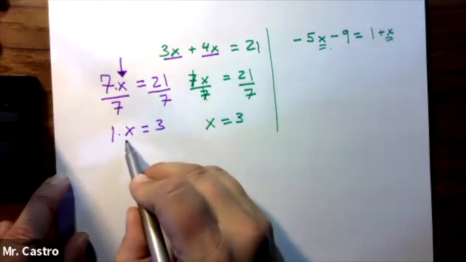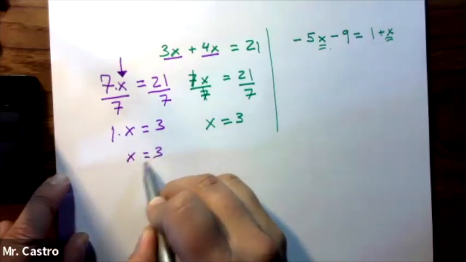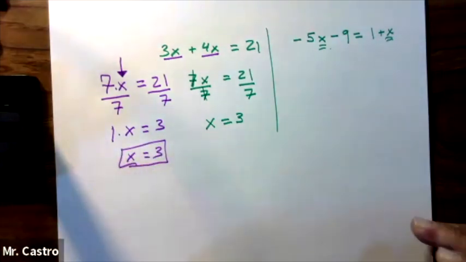21 over 7 is 3. 1 times x is just x. X over 3, or x is 3. There you go. All right.